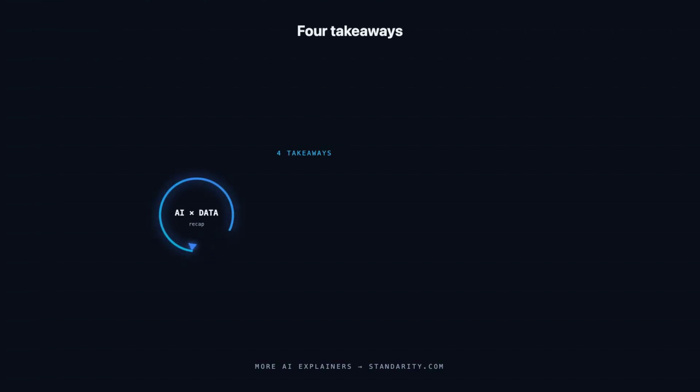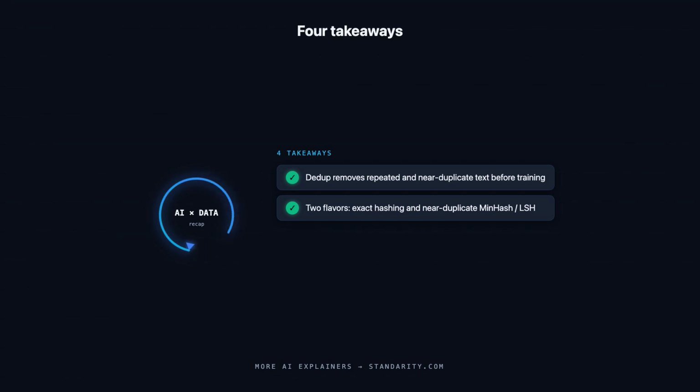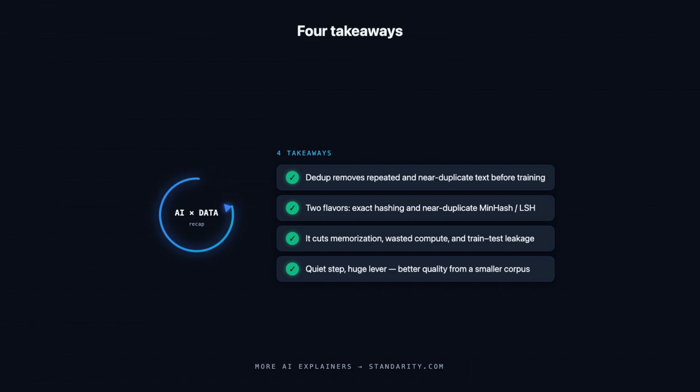Okay, let's lock in the essentials, 4 of them worth holding on to here. Data deduplication removes repeated and near duplicate text from a training corpus before the model ever gets to see it. It comes in 2 flavors: exact removal by hashing, and near duplicate removal using min-hash and locality-sensitive hashing at real scale. The payoff is very real. Less memorization, less wasted compute, cleaner evaluation, and better generalization, all from a smaller corpus. It's quiet, but it's genuinely one of the highest leverage data steps there is.